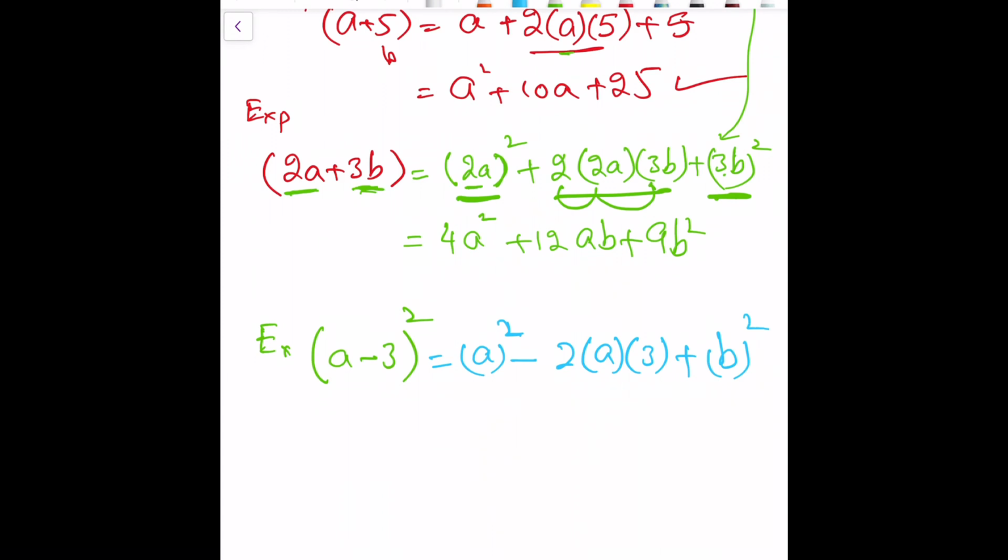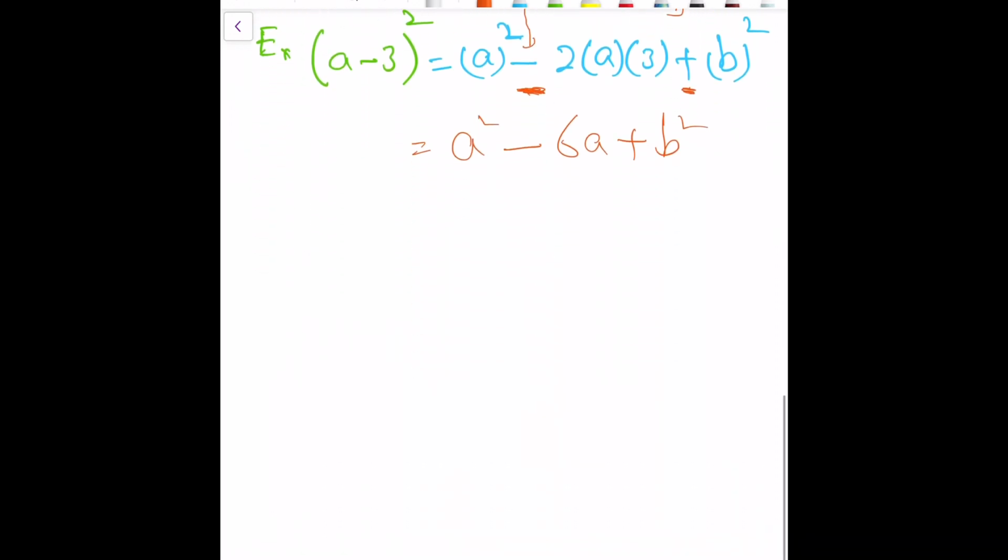Now as you can see, I have mentioned only the negative comes with the 2. B squared stays positive as in the previous example. As you can see, the only difference is the negative with the 2. So let's simplify: a squared, negative 6ab, and then 9b squared. If we have a negative, remember we put the negative with only the 2.